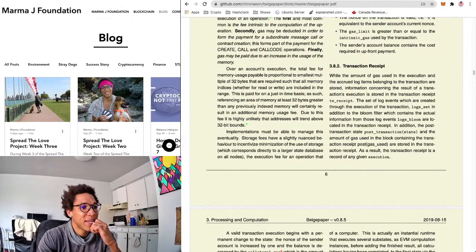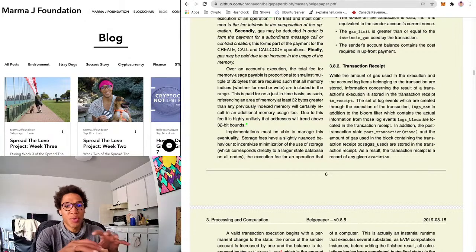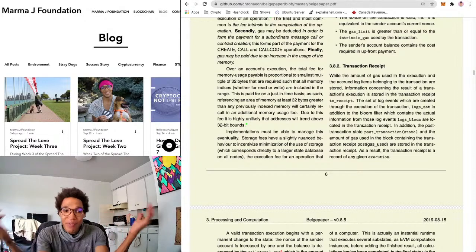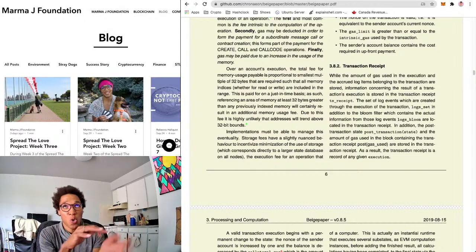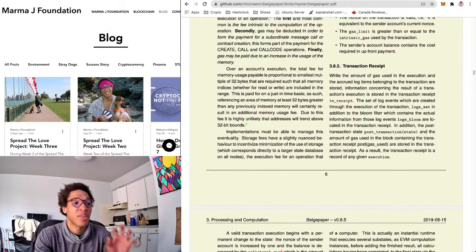Yeah, so I'm just reading from the beginning because I think it's really interesting. Storage fees have a slightly nuanced behavior to incentivize minimization of the use of storage, which corresponds directly to a larger state database on all nodes. So the more storage that one person uses, because every node has to hold the state of Ethereum, the storage that everyone has to hold is larger. So there's an incentive to reduce the amount of storage on Ethereum.